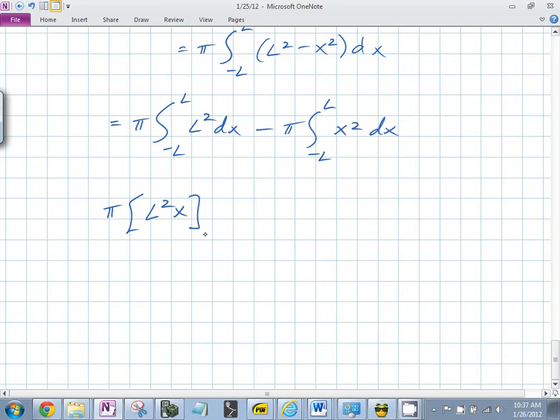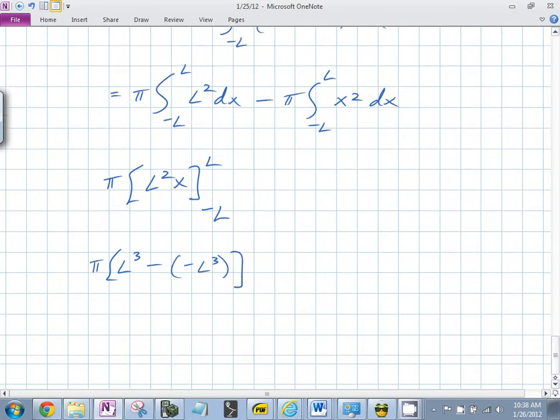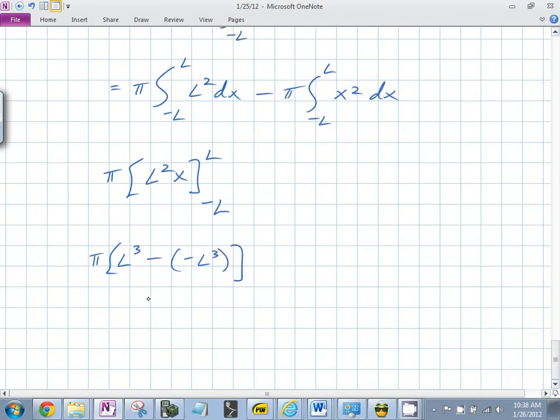What's the problem here? You end up with pi times L cubed minus, oh no, we don't. So it's minus negative, that's what it was, L cubed, because you're plugging in L for x. So there we go. So what does this turn into? 2 pi L cubed. Do you agree with that?